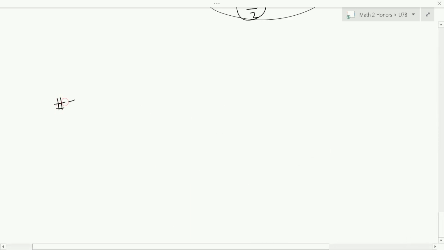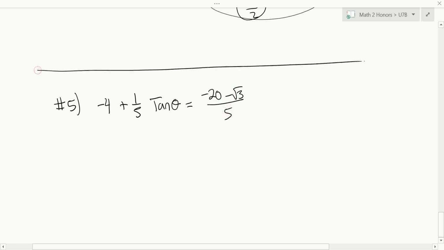So number 5 on the homework, let me copy it down. We got -4 plus 1/5 tangent theta equals (-20 minus root 3) all over 5. Okay, so at first glance, this doesn't look anything like what we were doing before. I mean, it looks a lot more complicated, but it's really not.